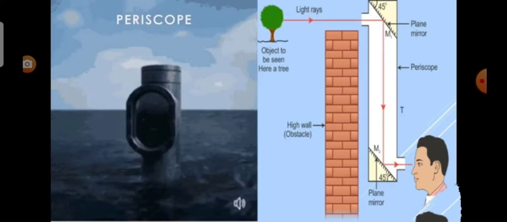Light coming from the distant body falls on the mirror at the top end of the periscope and gets reflected vertically downward. This light is reflected again by the second mirror kept at the bottom so as to travel horizontally and reach the eye of the observer. The distance between the mirrors varies depending upon the purpose.